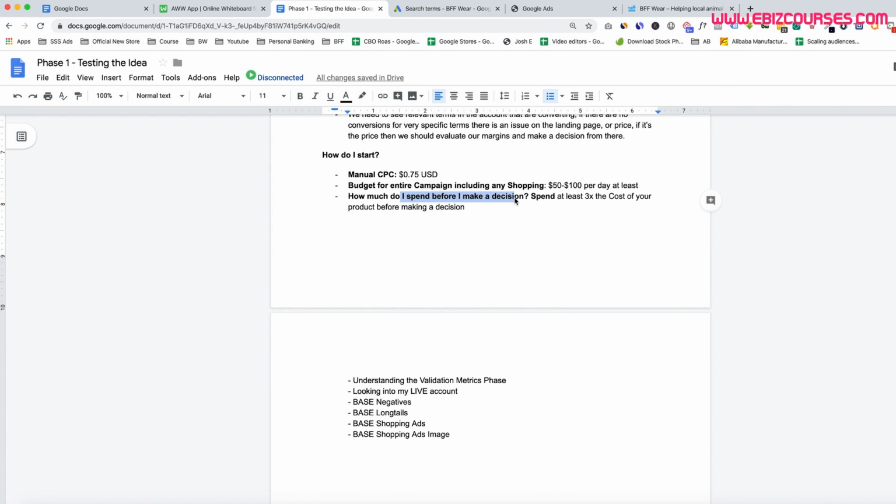But how much do you actually spend before you make a decision? Now, this is important. I suggest you spend at least 3 times the cost of your product before making a decision. So what does that mean? If your product is $50, I suggest you make a decision after you spend $150, meaning you let your ads run and see what's going on. Even if you spent $100 and you see not a single sale, okay, I'd cut it. But if you see a couple sales and you're almost break even, or you're profitable, then obviously that's an easy decision.